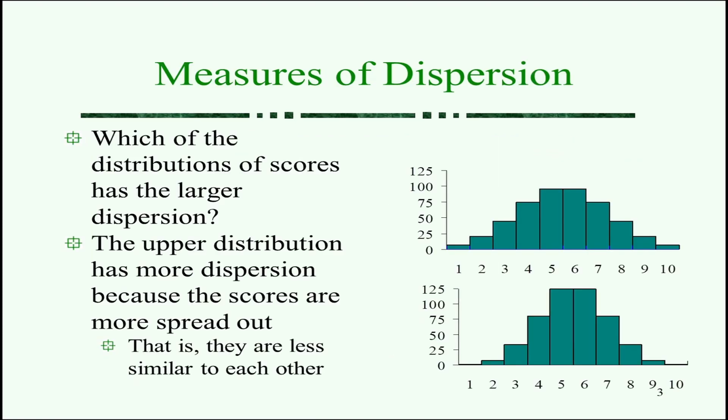Next, which of the distributions of the scores has the larger dispersion? Here we are seeing two bar diagrams. The upper distribution has more dispersion because the scores are more spread out, that is, they are less similar to each other. When comparing these two diagrams, in the first one the scores are scattered, and the second one is a little bit lower. So the first bar diagram has the highest dispersion.